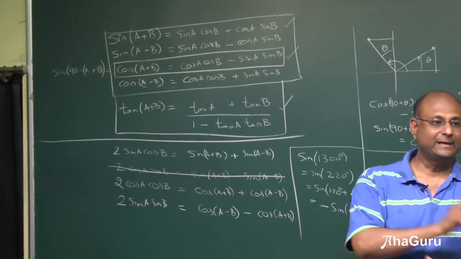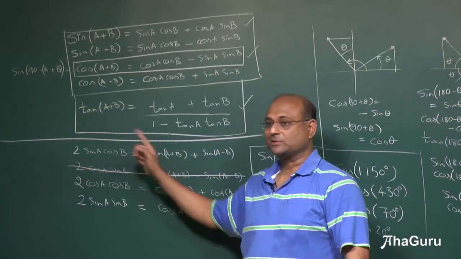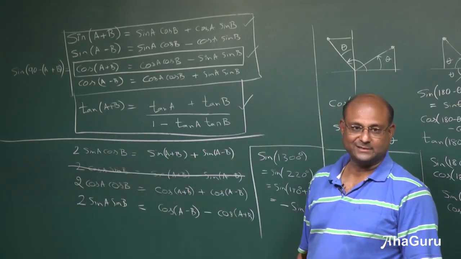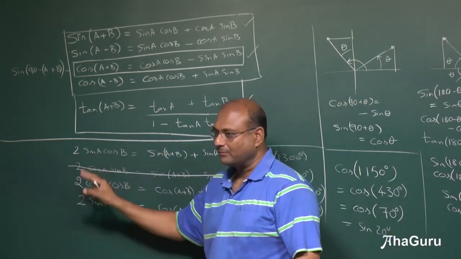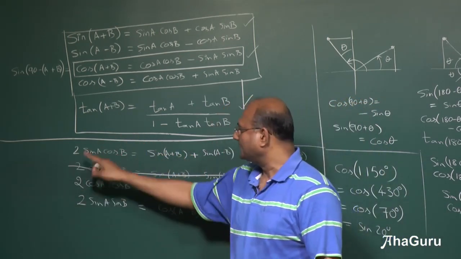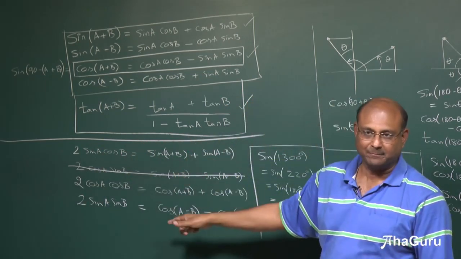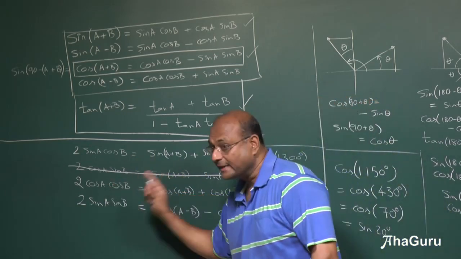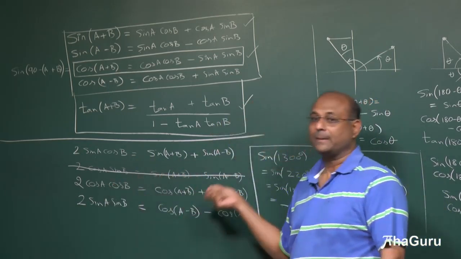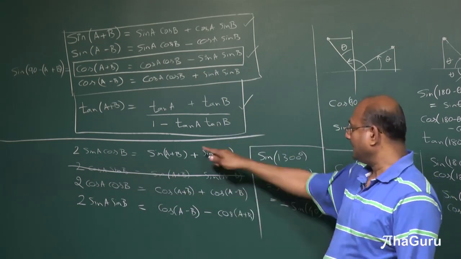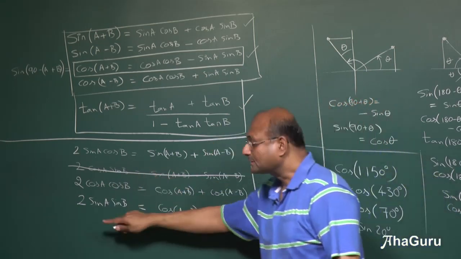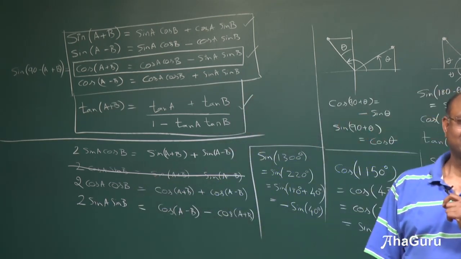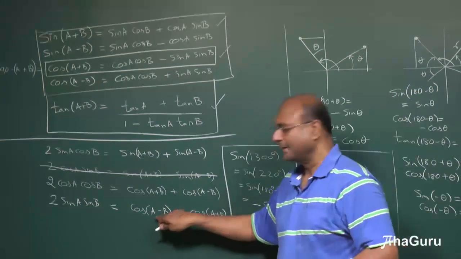Difference as in A minus B. Always sin A cos B. So A is for the sin. So sin sum plus sin difference. If you want, you can remember the other one, but I am not going to waste time on that. 2 sin A cos B is sin A plus B, sin sum plus sin difference. 2 cos A cos B is cos sum plus cos difference, plus 2 sin A sin B is cos difference minus cos sum. Cos difference minus cos sum.